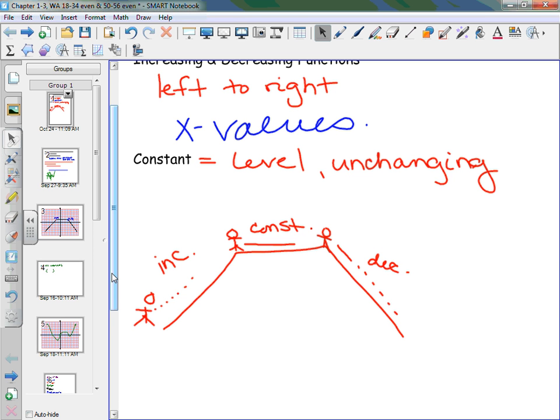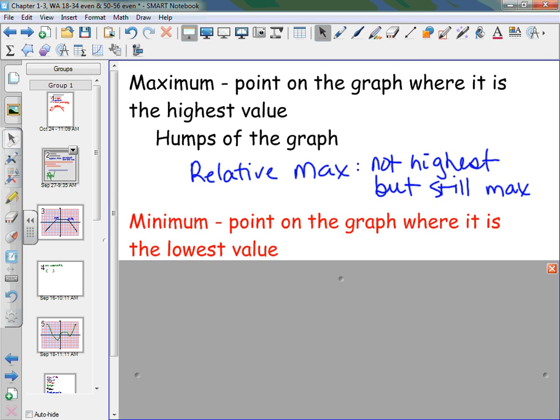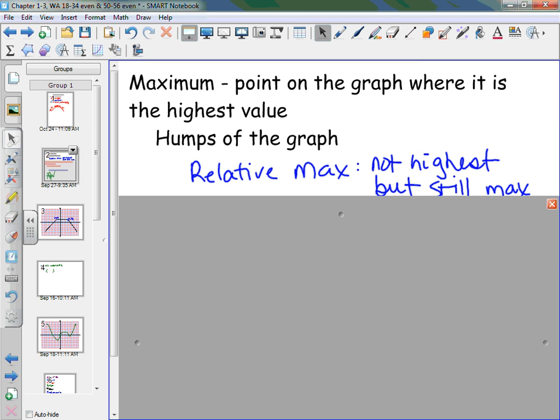Left to right, only x. Do I care about y's? I do not care about y values. I care about x values. You may have an x coordinate that corresponds to a negative y value. Do I care about that negative y value? No. Thank you all for listening. Moving right along.